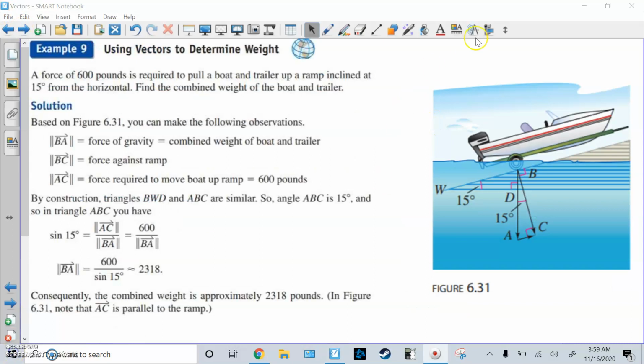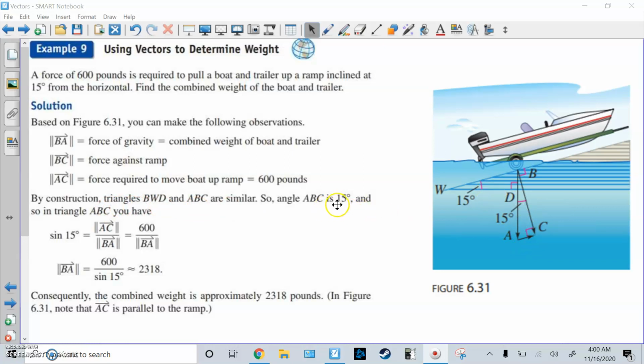You can use this to solve more complicated problems. Here's a picture. A force of 600 pounds is required to pull a boat up a diagonal ramp, 15 degrees from horizontal. Find the weight of the boat and trailer. So hope y'all know gravity is a downward force. This BC is the normal force against the ramp. And AC is the force going diagonal. This way is parallel. By construction, these two triangles are similar.